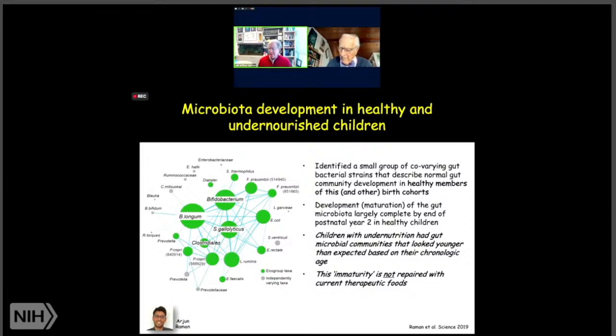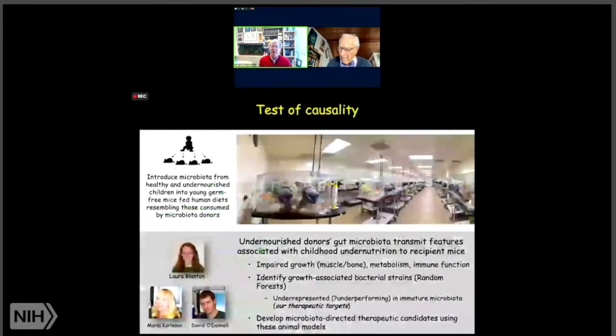We wondered whether there is something that we could do about this. But before we proceeded, we listened to the words of Dr. Arias and tried to capture this concept of, can we perform a test that distinguishes between effect or cause? So Laura Blanton, who was a very talented graduate student in the lab at the time, together with Maria Carlson and Dave O'Donnell, who established our gnotobiotic facility here at Washington University in 1996, did a series of microbiota transplant experiments.